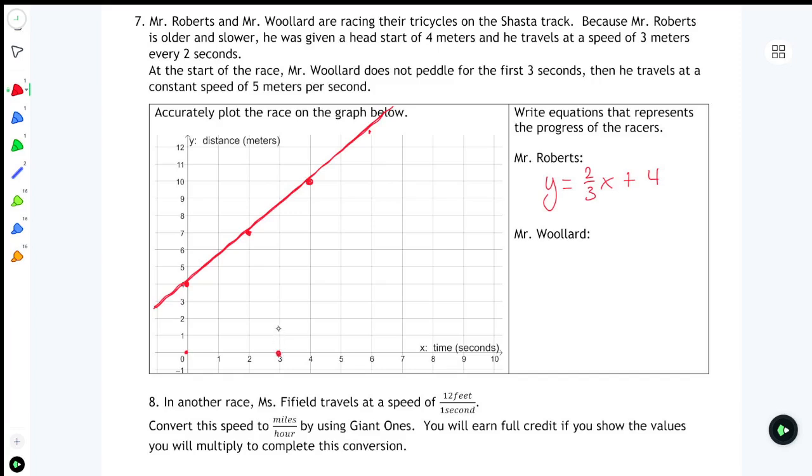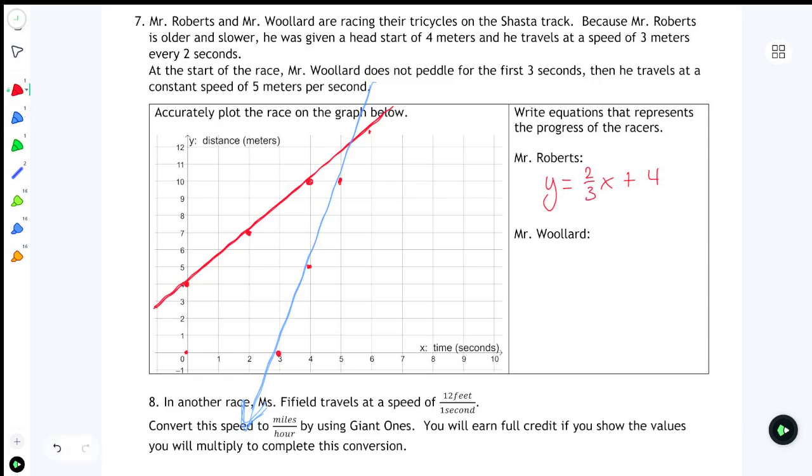So 1, 2, 3, 4, 5 over 1. So we clearly see what's going on here with Mr. Woolard. Let me grab a blue color and draw his line. And this is one of those situations where I don't know his y-intercept. I can see that this blue line goes way, way down, and his y-intercept is going to be a negative number, and I don't know what that is.